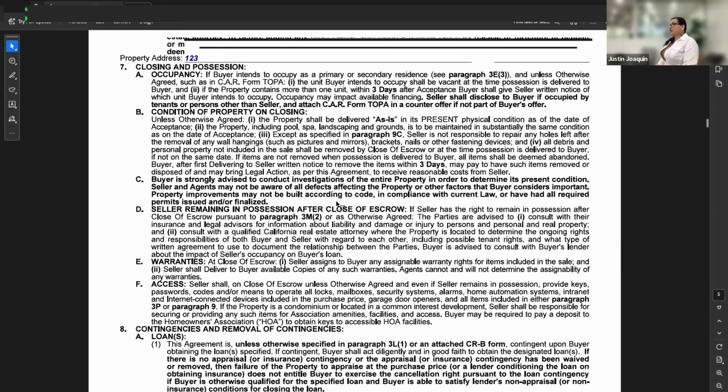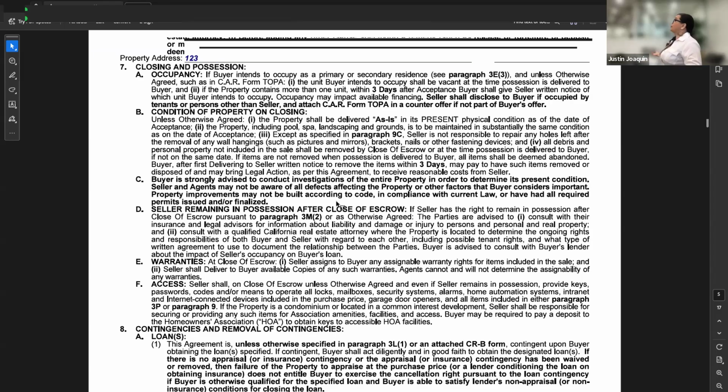Okay, 7, closing and possession. What we want to keep in mind here is the TOPA. Remember we talked a little about the TOPA, the tenant occupied property addendum, but it obviously doesn't only refer to tenants. It's any other adult occupant in the property other than the seller. So it could be relatives that are living with the seller. We got to be really careful. But what's important about this paragraph is that if the buyer intends to occupy one of those units, they need to make sure they relay that to the seller.